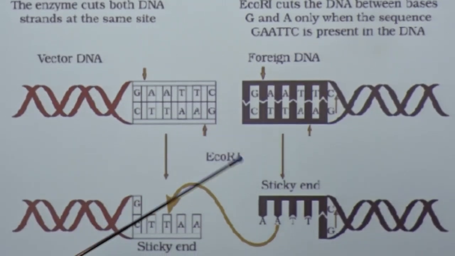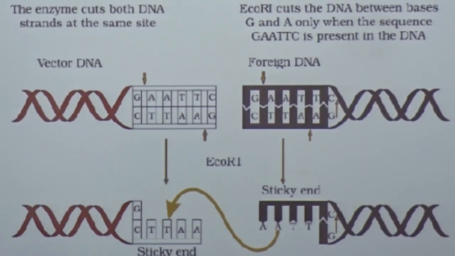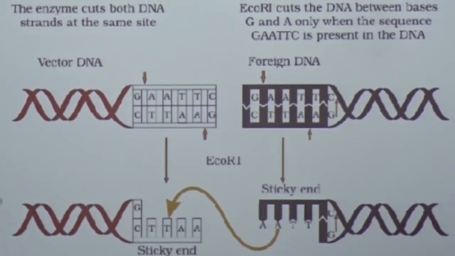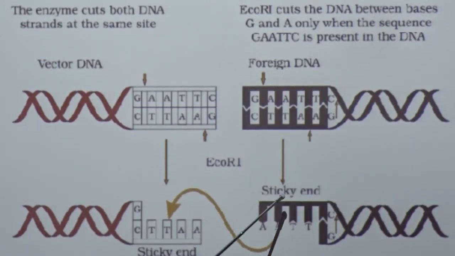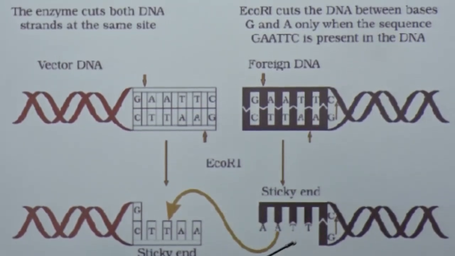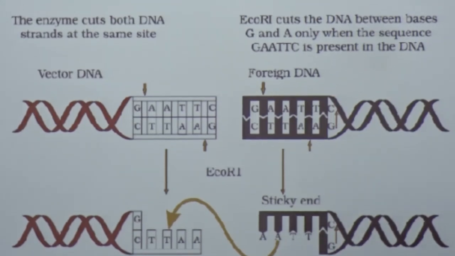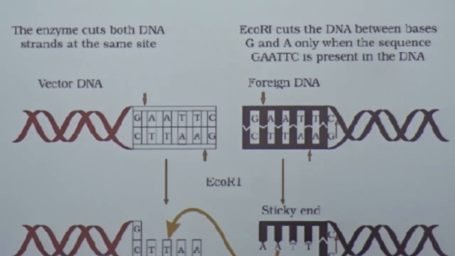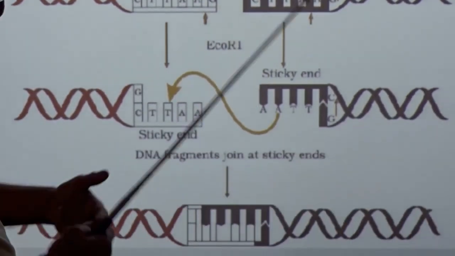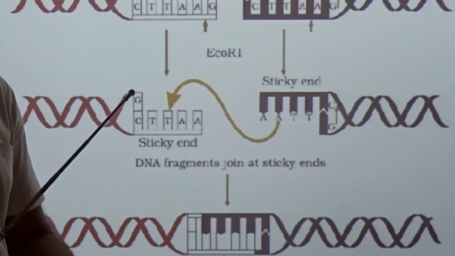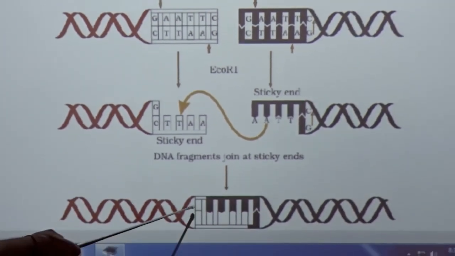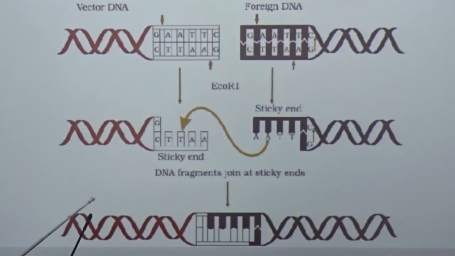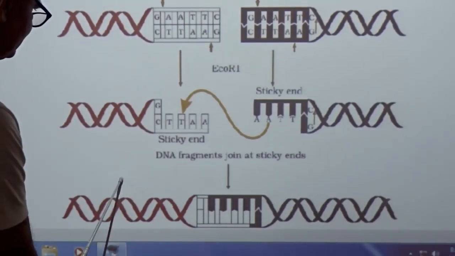So what do we see? After this cutting, sticky ends form in the vector DNA as well as in the foreign DNA, which has the desired character. Now the DNA fragments join at the sticky ends. You can see here that this sticky end is a very important cut. Therefore, these joints will be sealed by another enzyme known as DNA ligase.